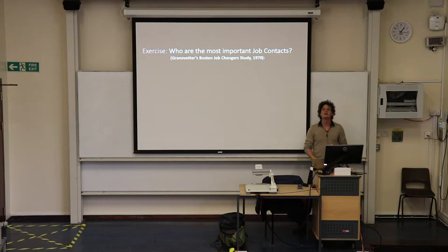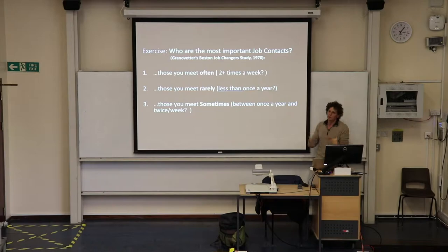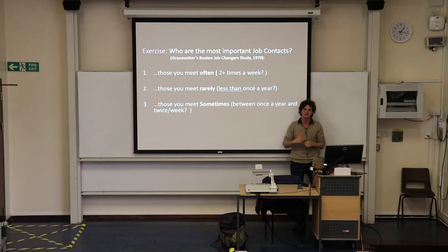Parents. Let me give you three options. Okay, let's not think of social roles. Let's think of how often you see them. Are the most important people who will find you your job the ones you meet often? So, 2+ times a week. So parents would go into this, close friends, siblings, maybe your teacher, something like that.